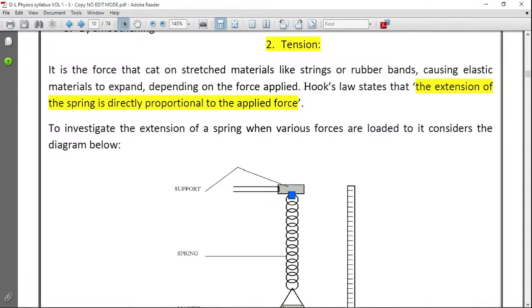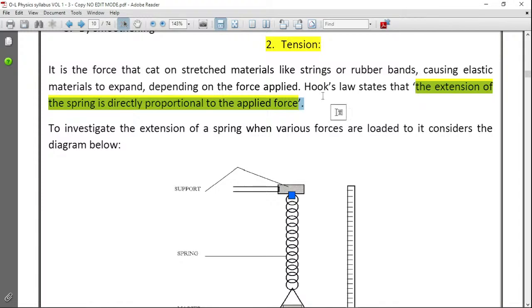This brings us to Hooke's law, which states that the extension of a spring is directly proportional to the applied force. In ordinary level, this definition is not complete. You have to add something here. That's why I left it like this.